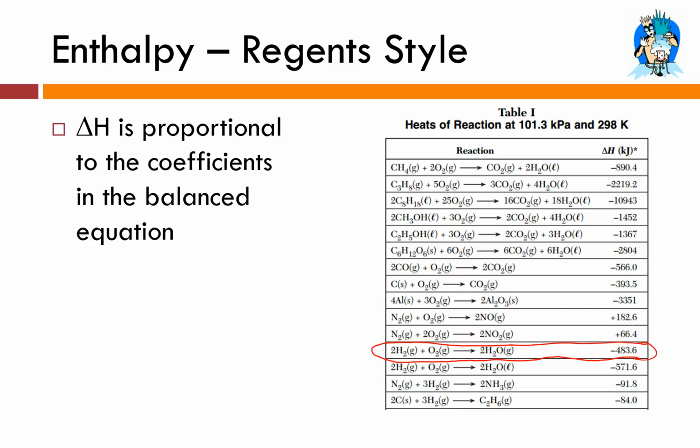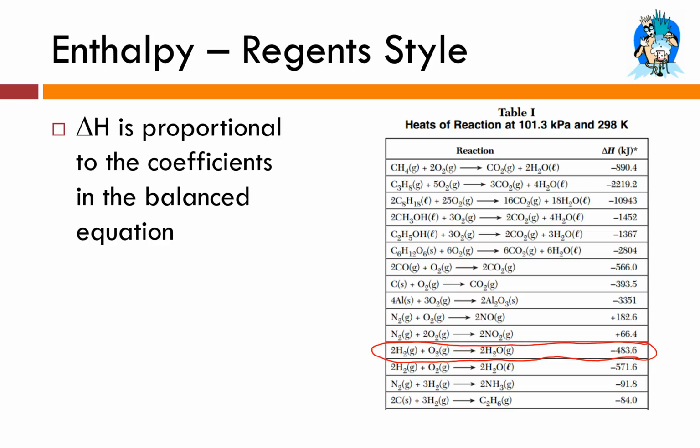So we've got, and be careful, there are two syntheses of water. One gives you gaseous water, one gives you liquid water. I've arbitrarily picked the one that's a gas. So here we have 2H2 plus O2 yields 2H2O gas, and it's telling us that this is an exothermic reaction, and it's going to release 483.6 kilojoules of energy.